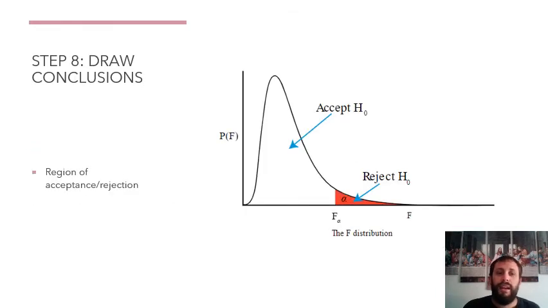And then the last thing we need to do is draw our conclusions. This is kind of similar to the last step, but all we're saying is, do we choose to accept the null hypothesis or reject the null hypothesis? If we reject the null hypothesis, we're saying that there's a difference between our groups. If we retain the null hypothesis, we say there is no difference between our groups, and everything should remain the same.